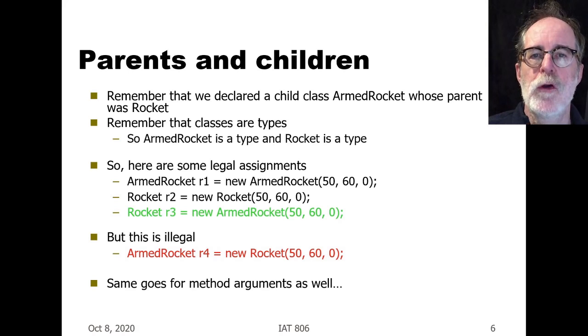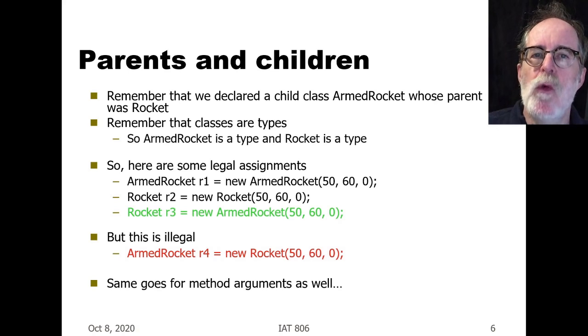So therefore, assigning r3, which is of type Rocket, a new instance of type ArmedRocket is legal. That's cool. We can do that, and that's going to be useful further on. However, this fourth one I put in red, and it says this is illegal: ArmedRocket r4 = new Rocket. It would seem that maybe they're related, they're friends, we can do this, but we can't.